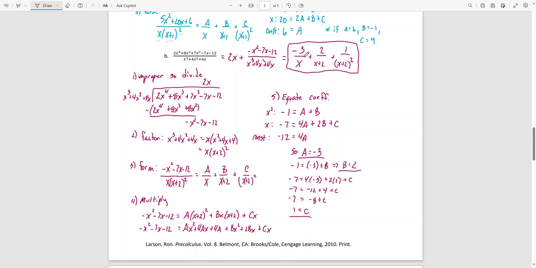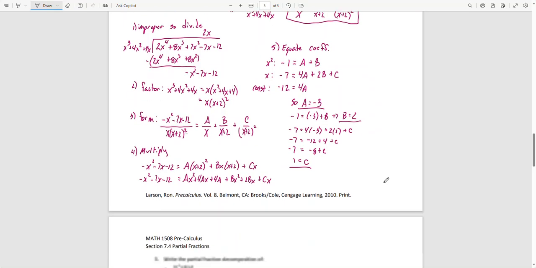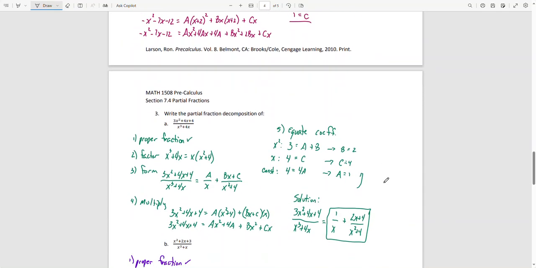A is negative 3 over x. B is 2 over x plus 2. C is 1 over x plus 2 squared. And we have our partial fraction decomposition. Fantastic. Yep, we're going to do about 4 more of these. Here we go.